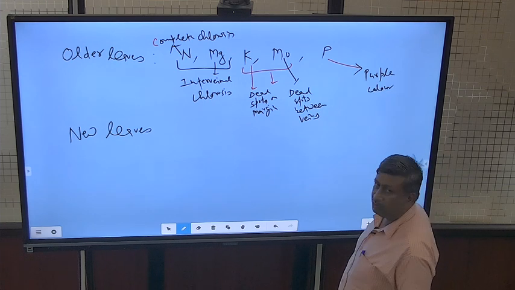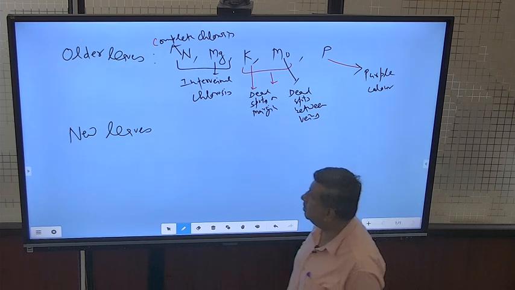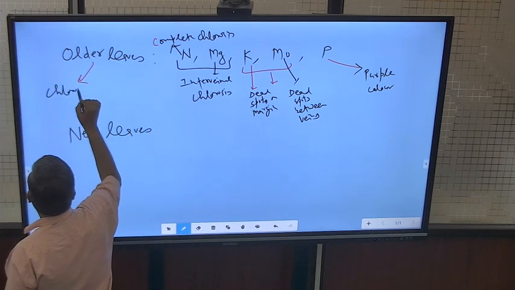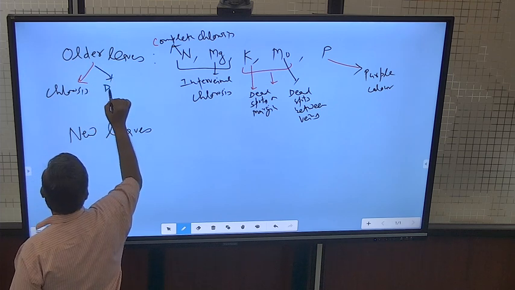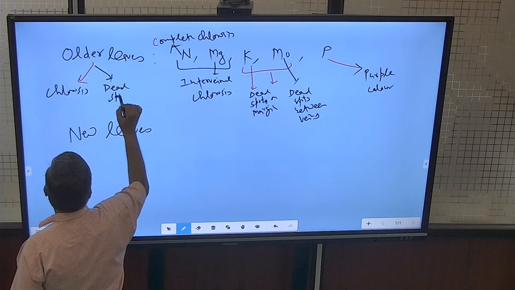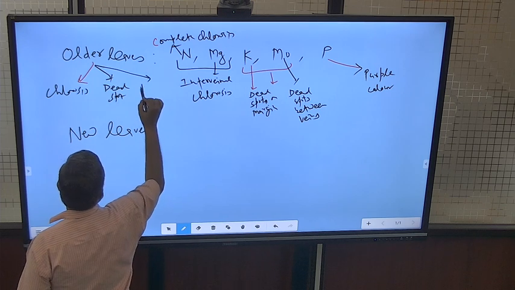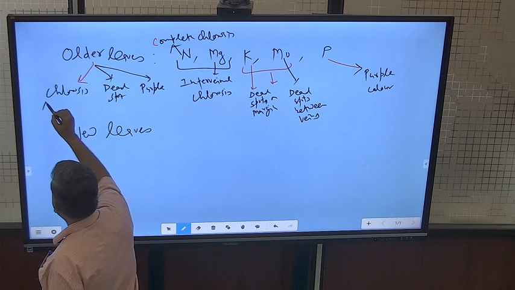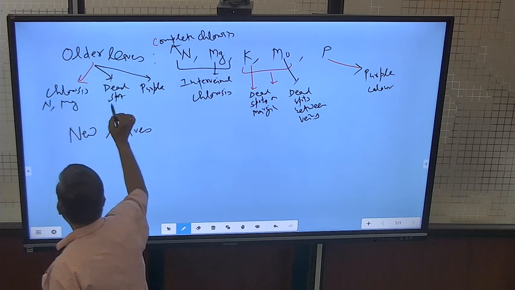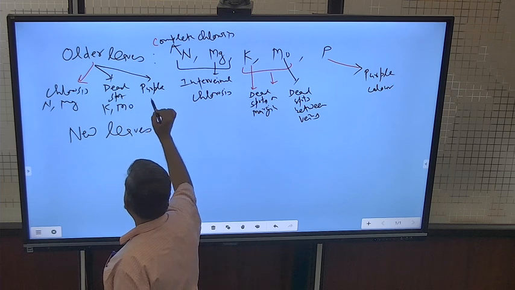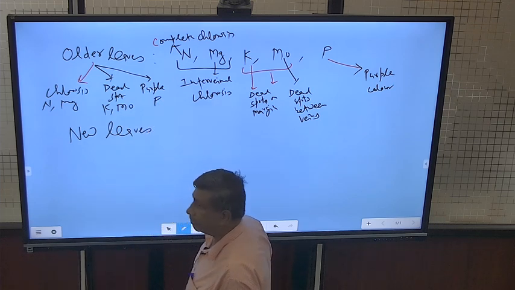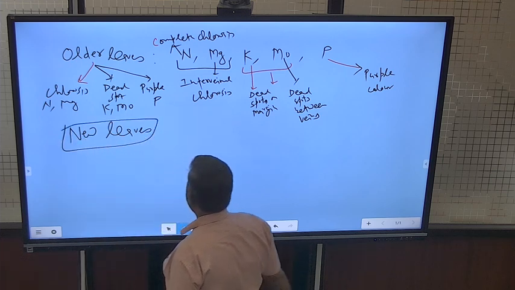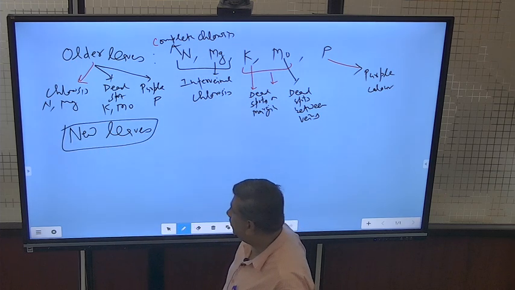So first find out whether it is chlorosis, dead spot, or purple color. If it is chlorosis, then maybe nitrogen or magnesium. If it is dead spot, maybe potassium or molybdenum. If it is purple, then phosphorus. So this is the way. Then look at new leaves.